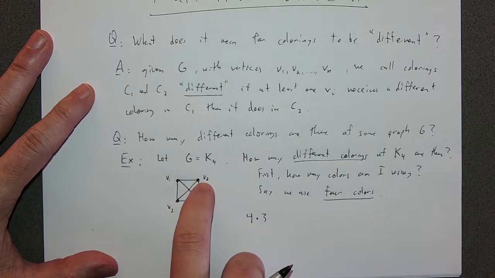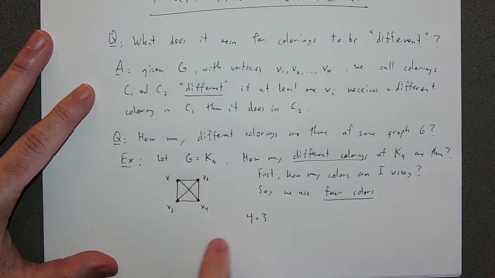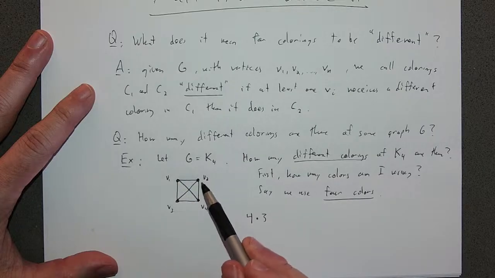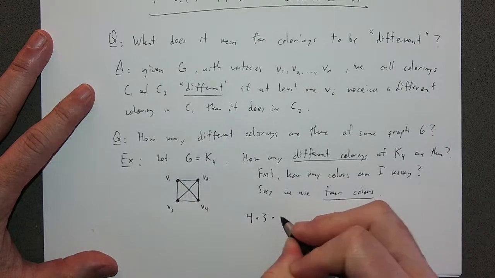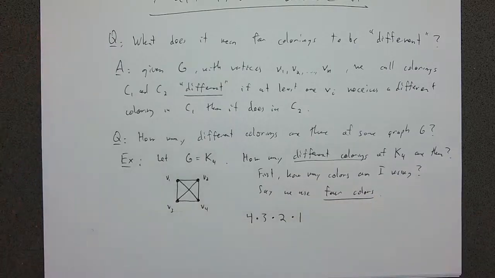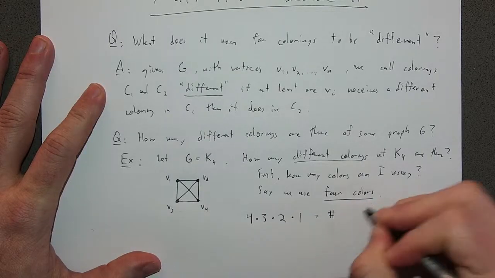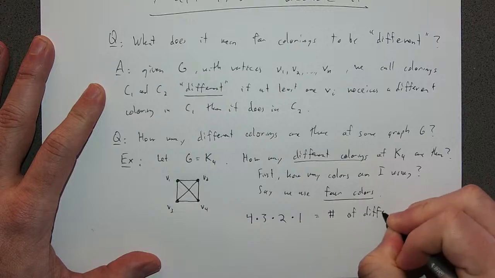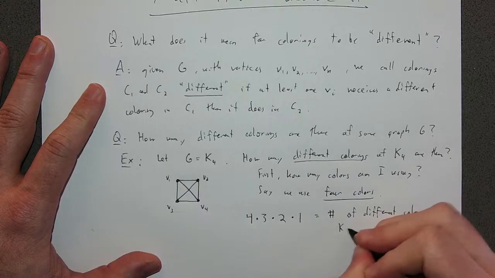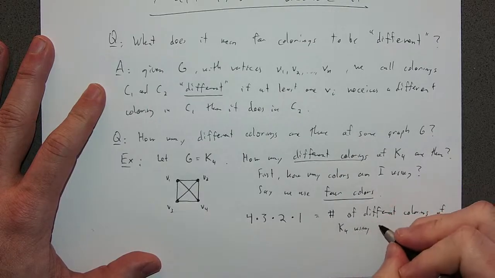What about vertex 2? It's the same deal. I chose a color here, another color here. I have 2 choices left for a color here. And then when I get to my last vertex, this single color I can pick is already nailed in. It's already locked in. And so this is the number of different colorings of K4 using 4 colors.